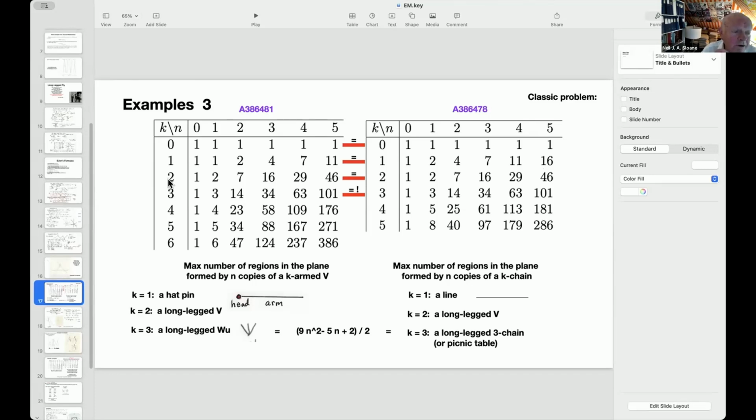If you have a regular V, a long-legged ordinary V, and a long-legged ordinary 2-chain, they're identical. There's two lines with a base node joining them. And of course, you get the same sequence of numbers. But the surprising thing was that if you look at a 3-armed V, that's to say a woo, and you look at the 3-chain, which is the trestle table, and you look at the number of regions you get, they're the same. And this was a surprise.